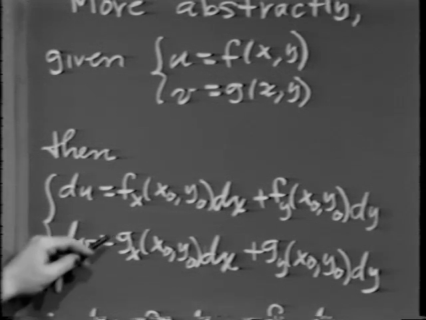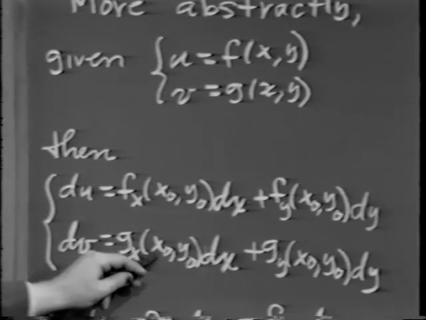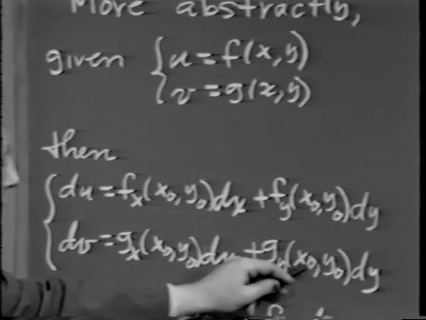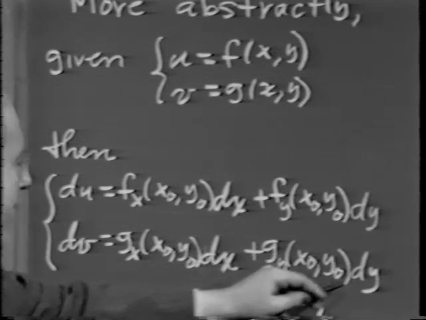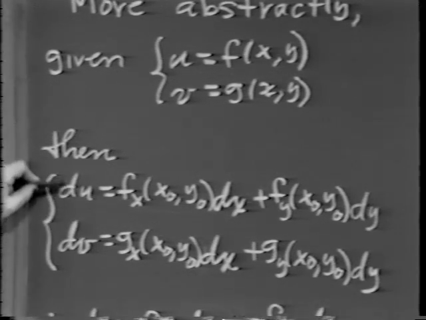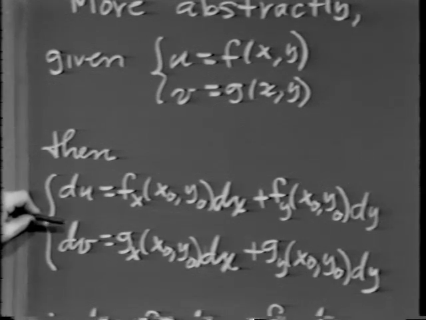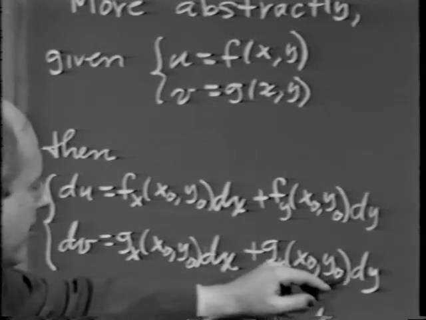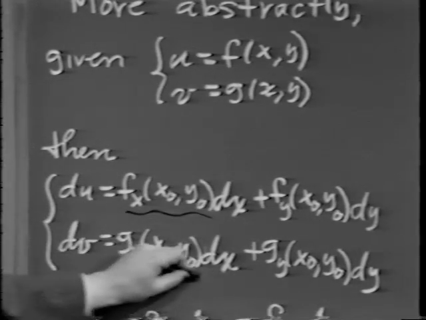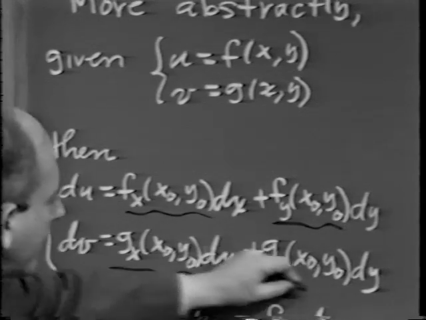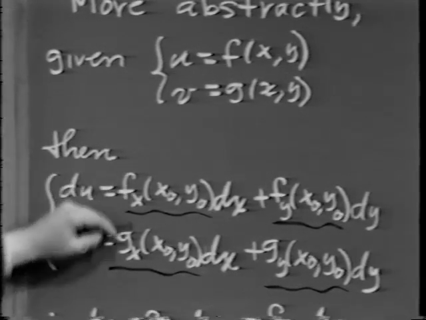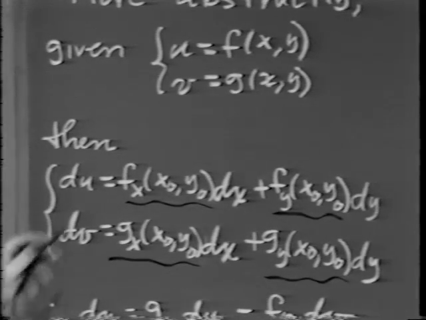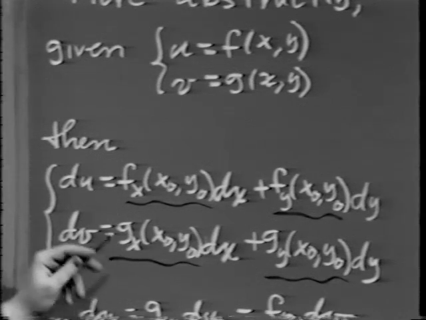We have that dv is the partial of g with respect to x evaluated at x0, y0 times dx, plus the partial of g with respect to y evaluated at x0, y0 times dy. What is this now? This is a linear system of two equations in two unknowns. du and dv are linear combinations of dx and dy. The key point, and that's why I put the x sub 0 and y sub 0 in here specifically, is that as soon as you evaluate a partial derivative at a fixed point, the value is a constant, not a variable.